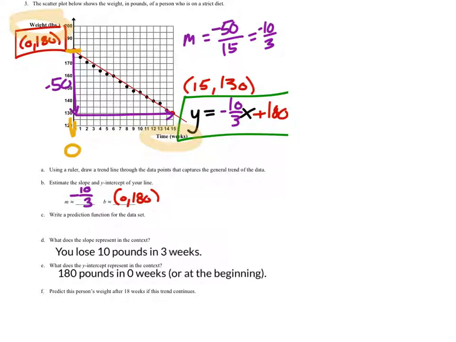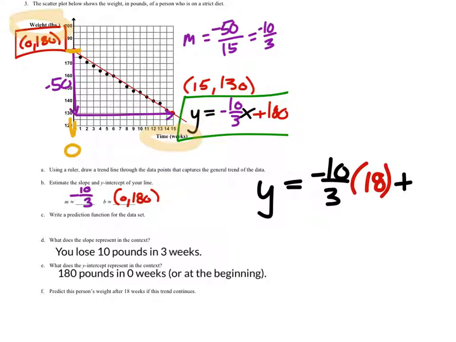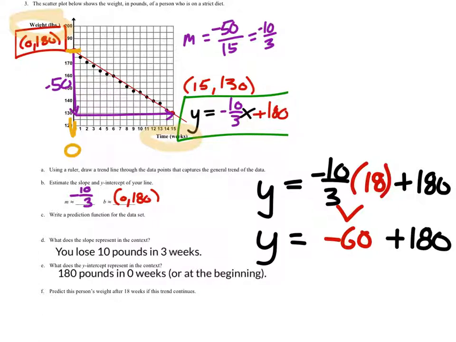Predict the person's weight after 18 weeks. So weeks again is x. So when we look at the prediction function, y equals negative 10/3 times x, right here x is 18 weeks. And then we're going to add the 180. So when I multiply these, I should get negative 60. So y equals negative 60 plus 180. You can use your calculator to calculate that, by the way. Then y equals 120. So what this means is that the person in 18 weeks should weigh 120 pounds.